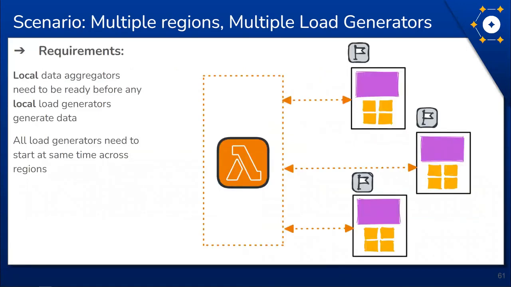In this third and final scenario, we now have multiple regions, which is most reflective of what Constellation facilitates. Here, each region contains a local aggregator accompanied by multiple load generators. The first requirement here is that all load generation must start at the same time for all components, independent of region. The second requirement is that the respective data aggregators are listening before any data is sent to them.